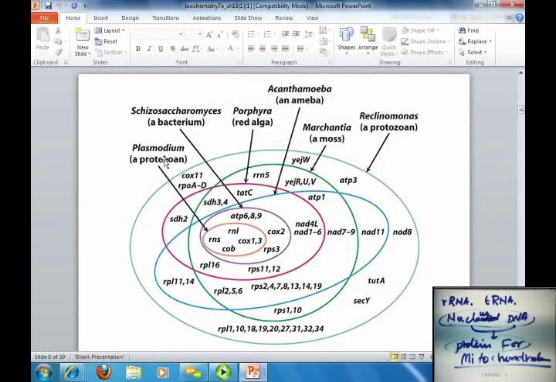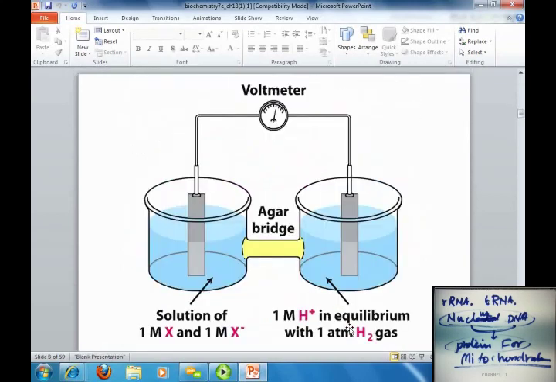These are the different species: Plasmodium, the protozoa; Pseudosaccharomyces, a bacterium; Porphyra, red algae; amoeba; moss; protozoan. Look at this, all these are the species, and these are the coding genes. You know, they are common. The pink one is sharing, and then the green one are sharing between these species, and this particular Plasmodium is sharing with this. So these share some of the gene encoding from different species, meaning mitochondria is common to all the other organisms too, okay?